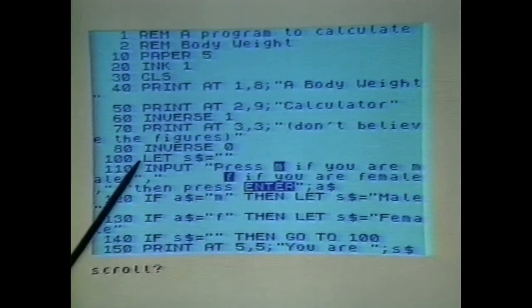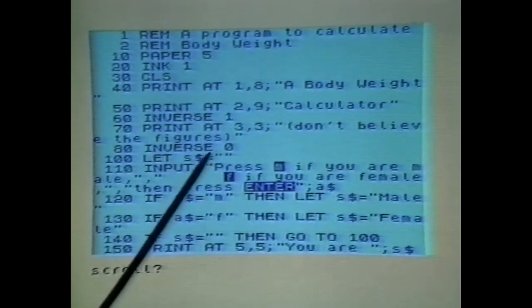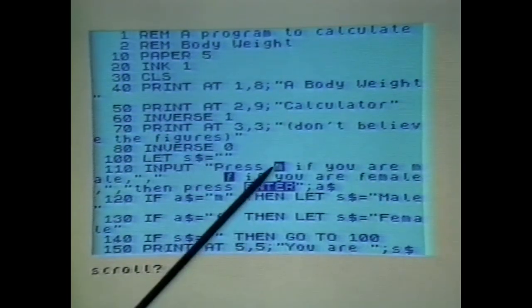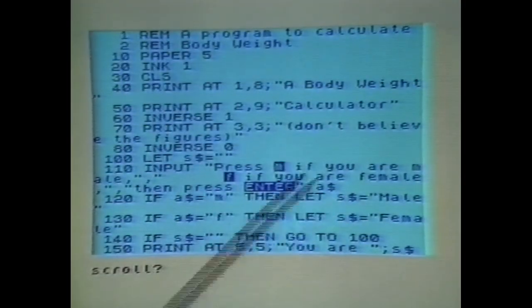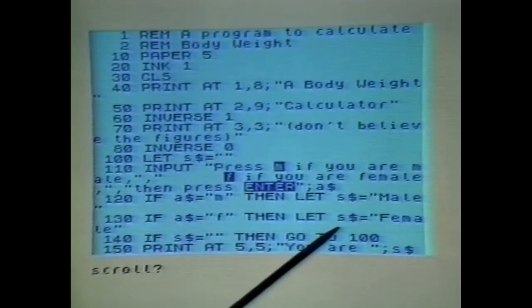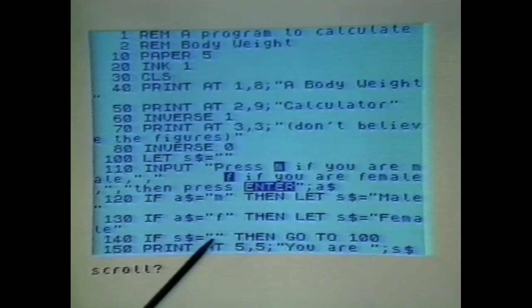Up here we have another let statement. Now what did we put into S$ here? We put nothing. Quotation mark, quotation mark. We said, put into S$ no characters at all. Why did we do that? Well, if we entered an M, then we put male into S$. If we entered an F, we put female into S$. But if we made a mistake and something different went in, we don't get male or female put in there. S$ will still have nothing in it.